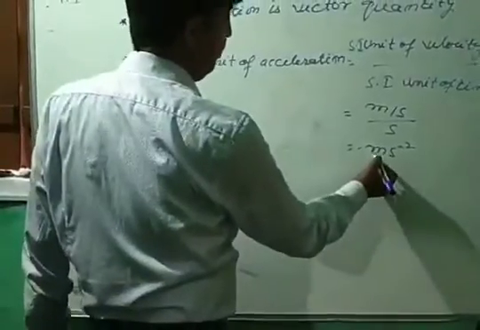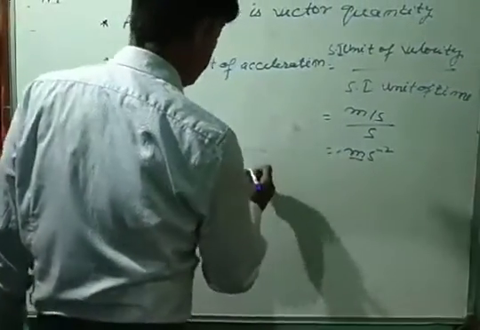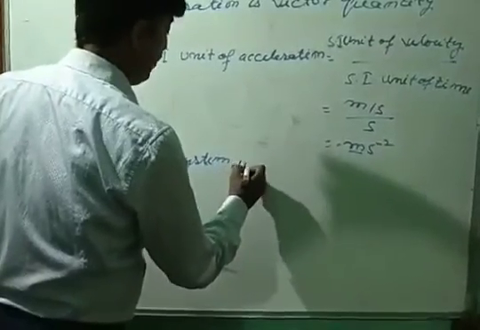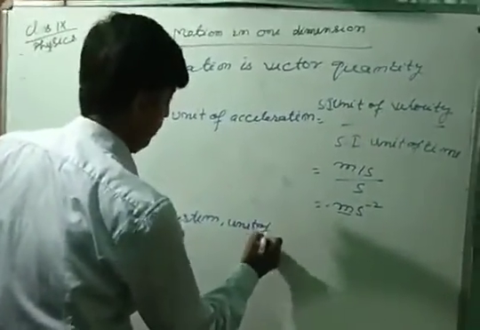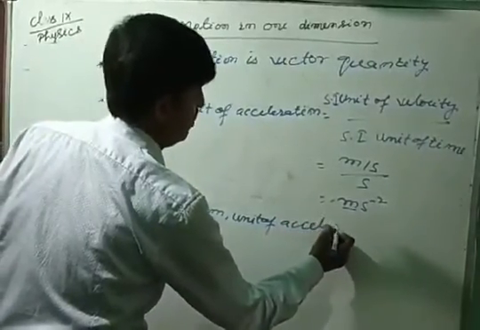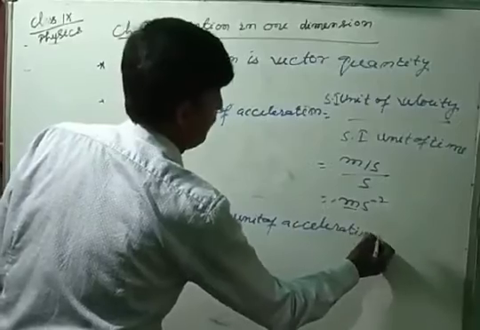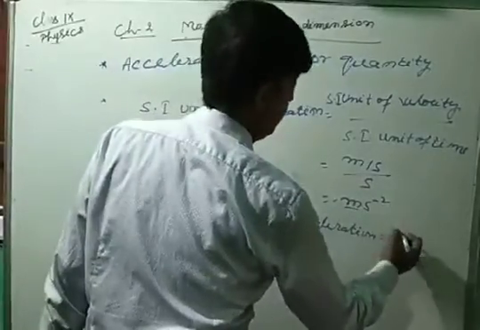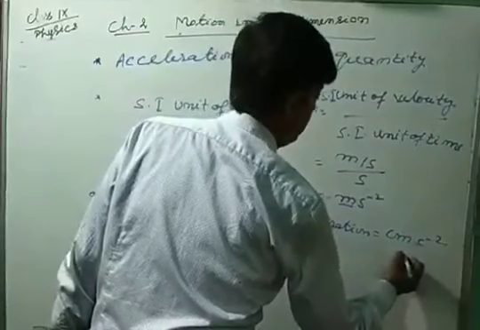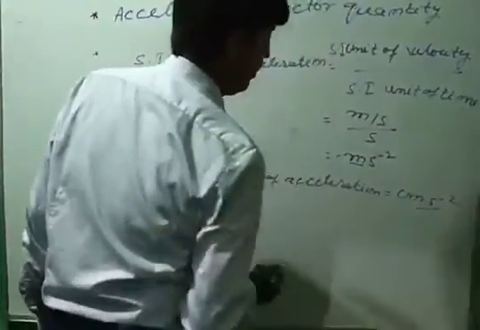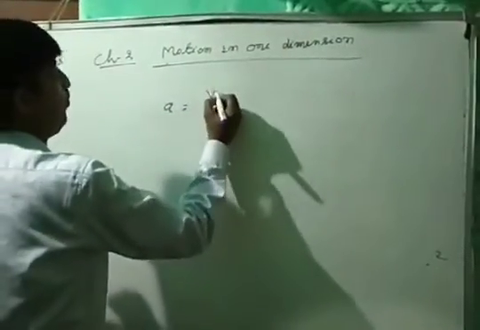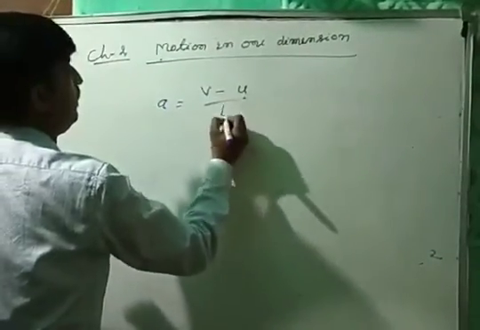In the CGS system, we put centimeter in place of meter. So in the CGS system, the unit of acceleration is centimeter per second square.